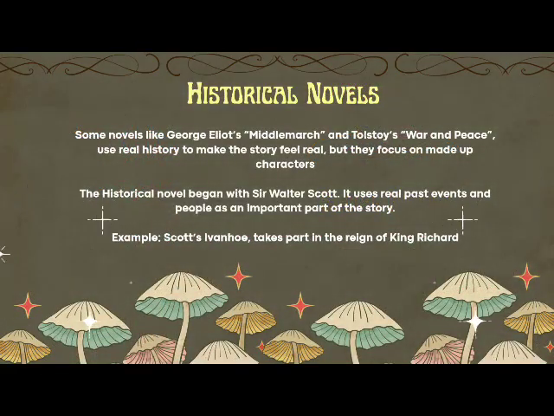Historical novels. Some novels like George Eliot's Middlemarch and Tolstoy's War and Peace use real history to make the story feel real, but they focus on made up characters. The historical novel began with Sir Walter Scott. It uses real past events and people as an important part of the story. Example, Scott's Ivanhoe takes part in the reign of King Richard. So, historical novels are based on real history but focus on made up stories.